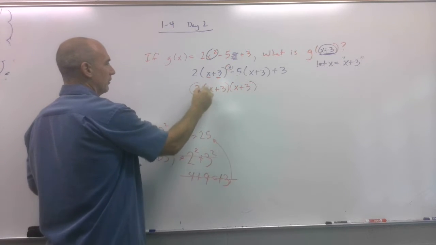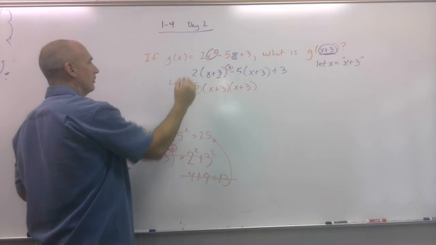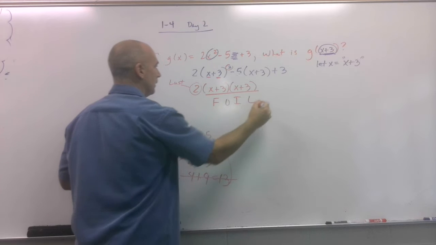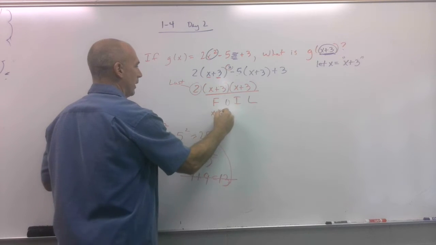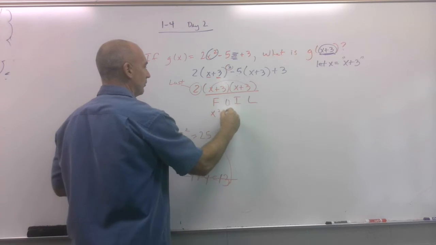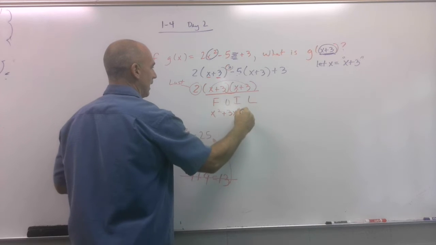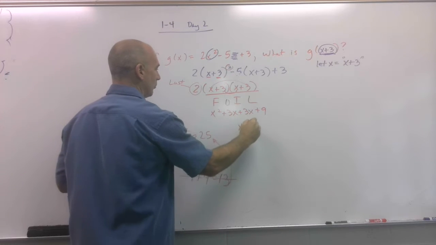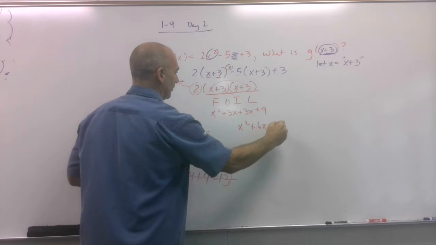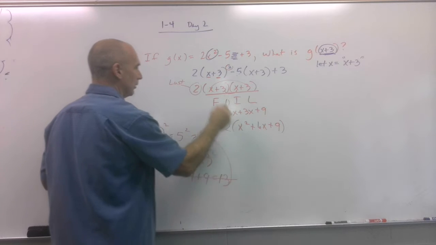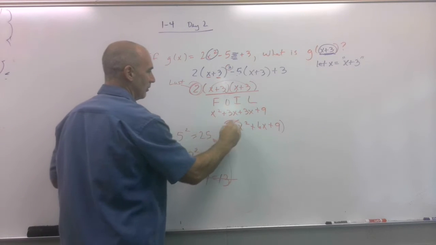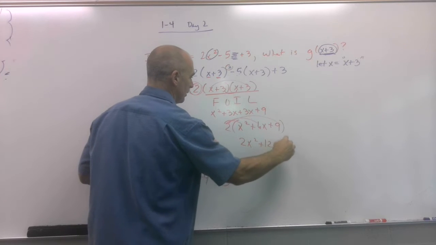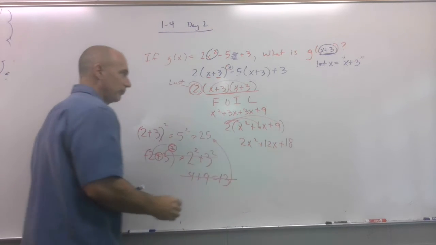Now, I'm going to ignore this. I'm going to save that for last. I'm going to concentrate here. Here's my FOIL. So x times x is x squared. X times 3 is 3x. 3 times x is 3x. 3 times 3 is 9. So I get x squared plus 6x plus 9, but don't forget this little 2 out here. So I distribute, distribute, distribute. I get 2x squared plus 12x plus 18.